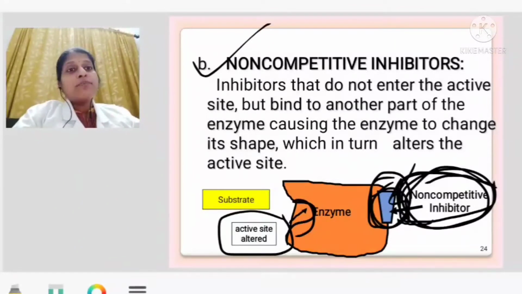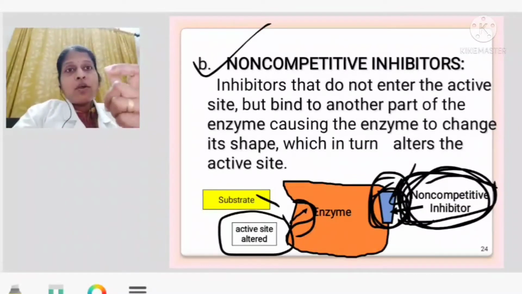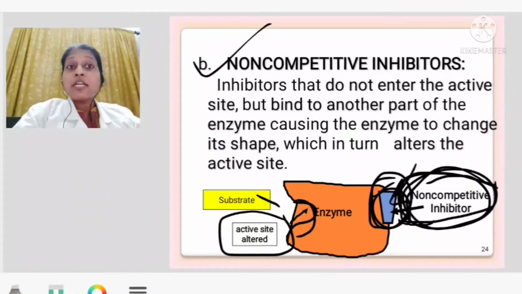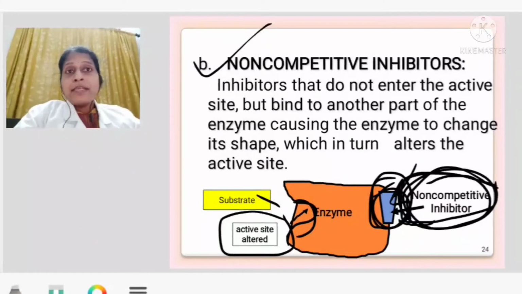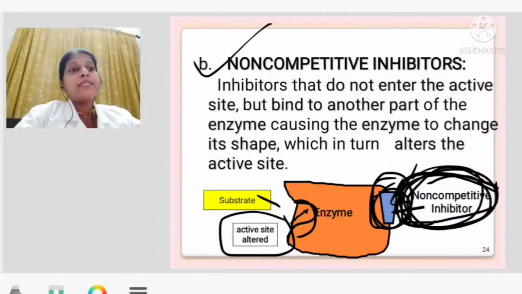So when the substrate is like lock and key, the key fits into the lock only when it is of a particular structure. If the structure is changed, what will happen? They cannot fit in, isn't it? So non-competitive inhibitors are like that only.